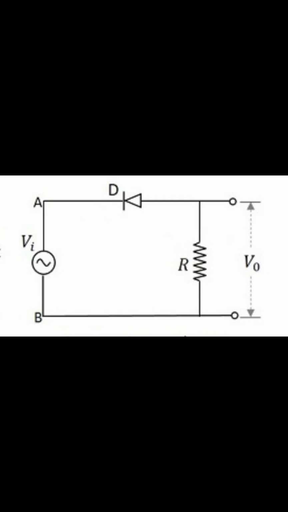Negative half cycle of VI. VI is negative at point A. Diode D is reverse biased. The diode blocks current and acts like an open switch. No current flows through R, so VO equals 0 volt. The negative half of the input waveform is clipped off completely.